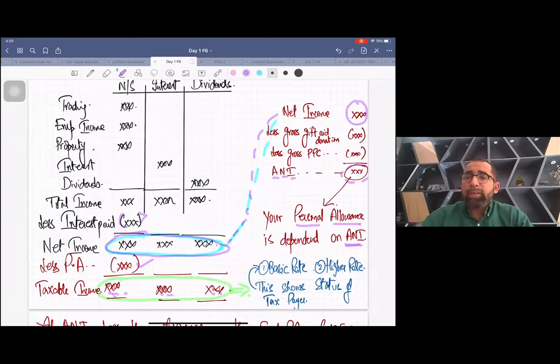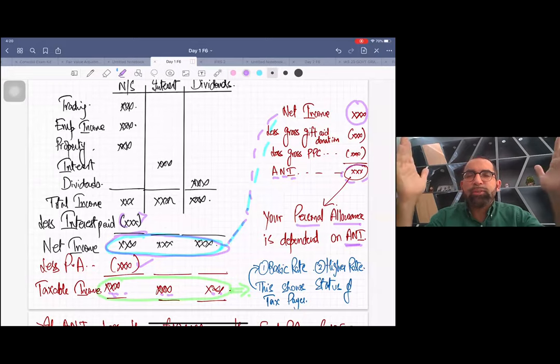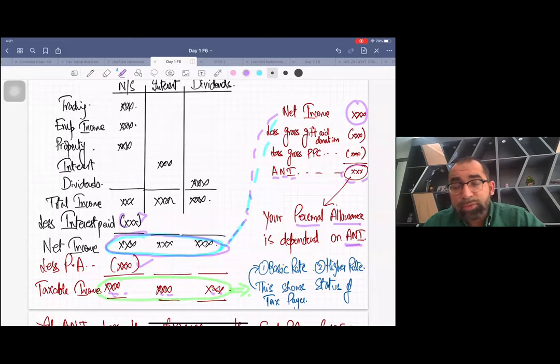Whether you are a basic rate taxpayer, a higher rate taxpayer or an additional rate taxpayer. If your total taxable income is less than the basic tax rate band, that is 37,500, then you are a basic rate taxpayer. If your total taxable income is between 37,500 and 150,000, then you are a higher rate taxpayer. And if your total taxable income is greater than 150,000, then you are an additional rate taxpayer. Okay.